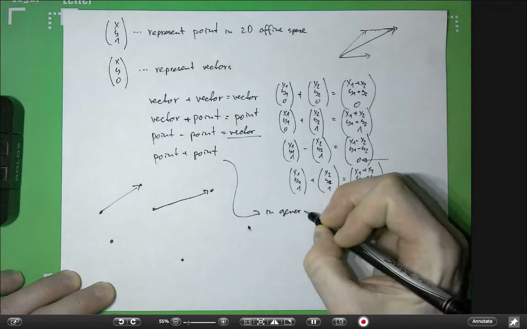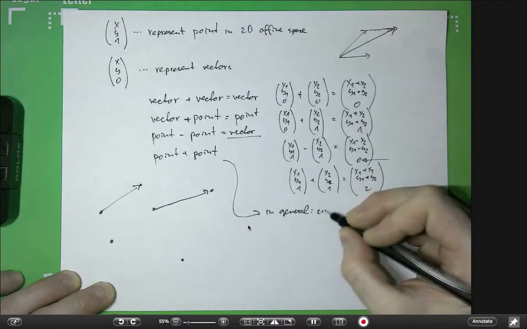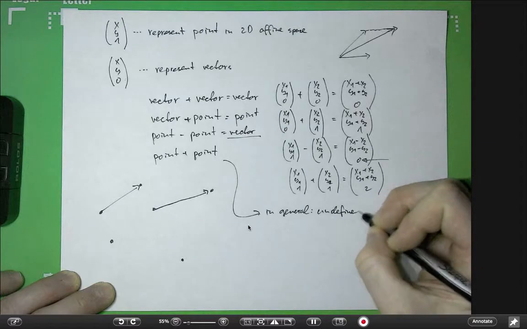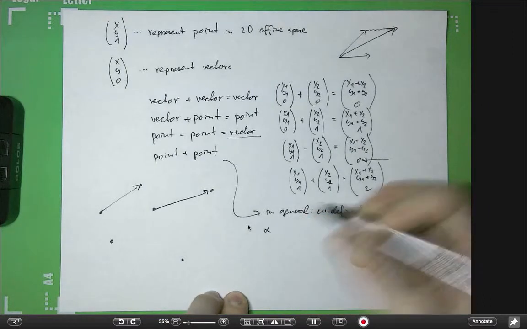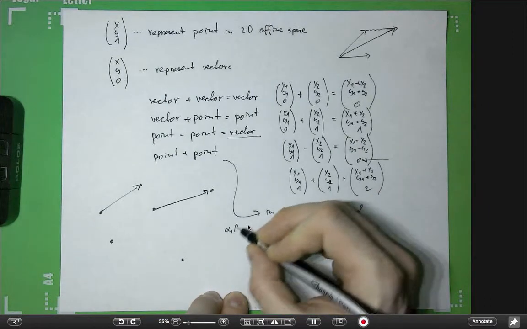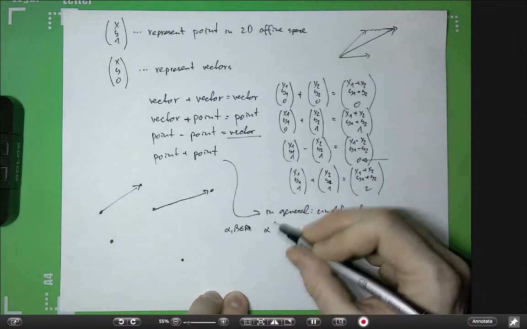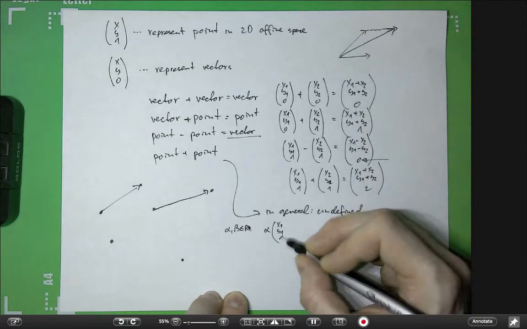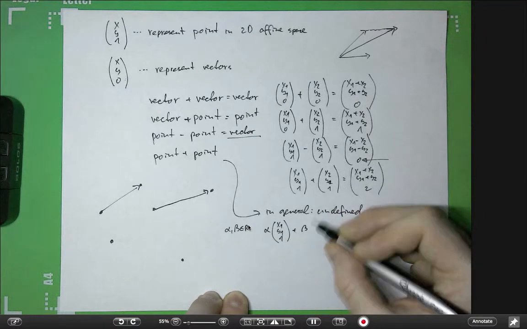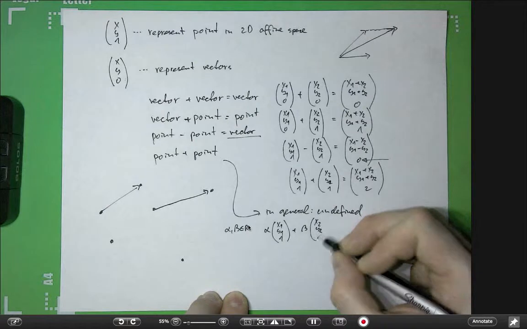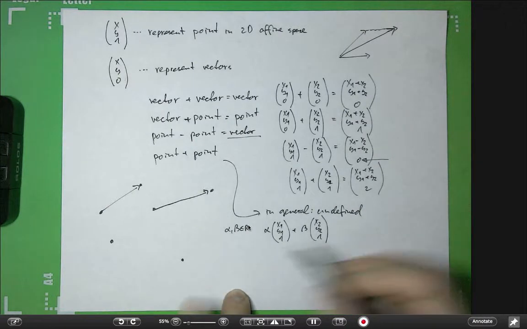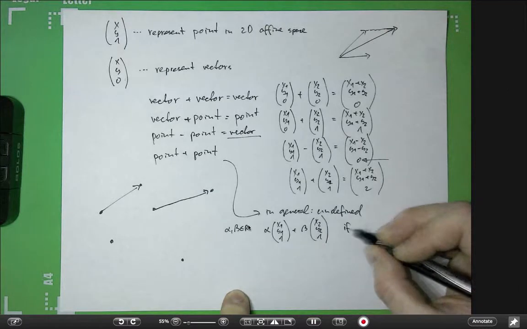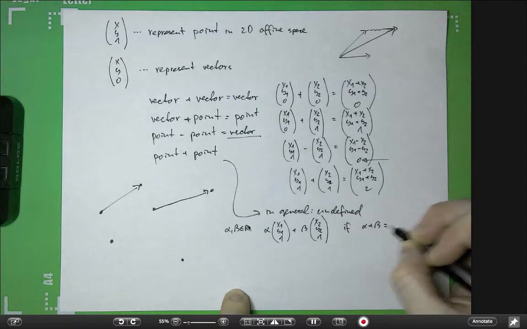In general, undefined. It is, however, defined in one special case. If I take some scalars alpha and beta, and I take 2 points, x1, y1, and 1, and x2, y2, and 1, this would be a well-defined point if alpha and beta sum to 1, right?